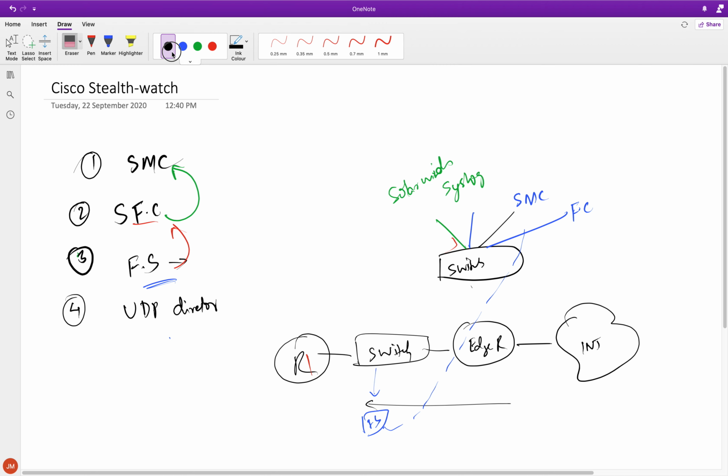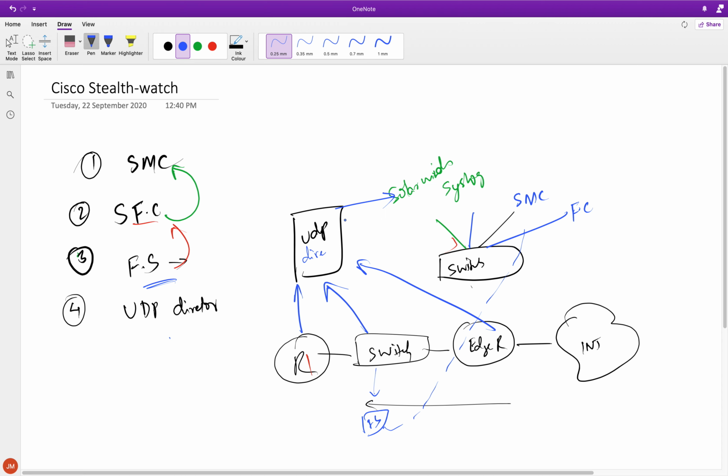So UDP director plays a very important role. What you can do is configure a device to be a UDP director. It's an appliance again. I'm not sure if you have a hardware form factor, but I'm pretty sure we have a software form factor. And what you can do now is, instead of having those 9 flows, you can configure all 3 guys to send only one single stream to the UDP director. And the UDP director will then take the job, or will then talk to the SolarWinds syslog, or in your case the SMC or a full log collector, whatever it is.